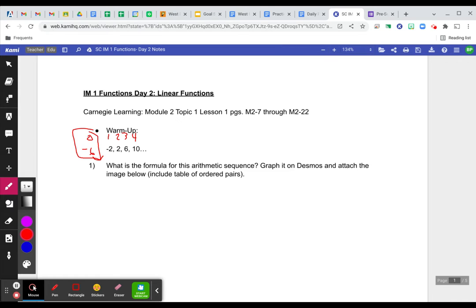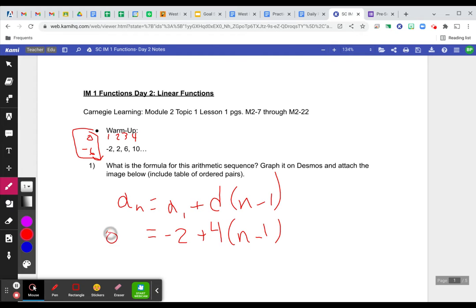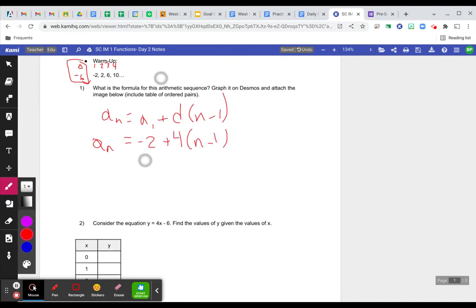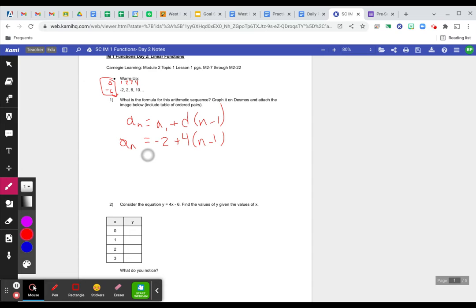So if we're going to come up with a formula for this thing, let's just go with what we know. We know that a sub n is equal to a sub 1 plus the difference times n minus 1 if this thing is arithmetic, which we have determined, where a sub 1 is our first term, -2, plus the difference of 4 times n minus 1. So that right there, that is our explicit arithmetic formula, okay? Explicit arithmetic formula.